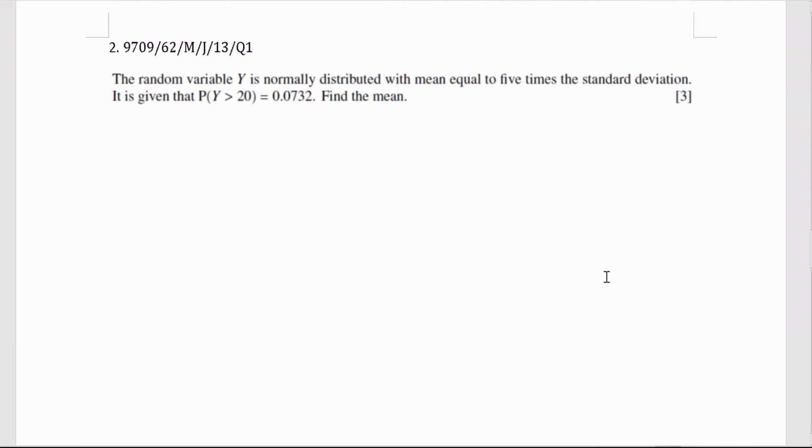So this is a similar question to what we discussed just now. Do try to answer these questions by referring to my examples before. This is the question from May June 2013, variant 6.2, question 1.